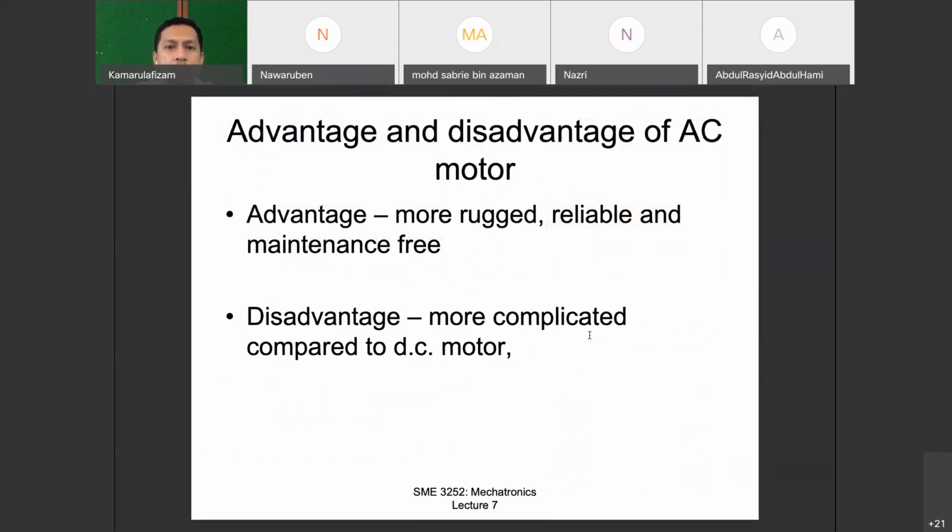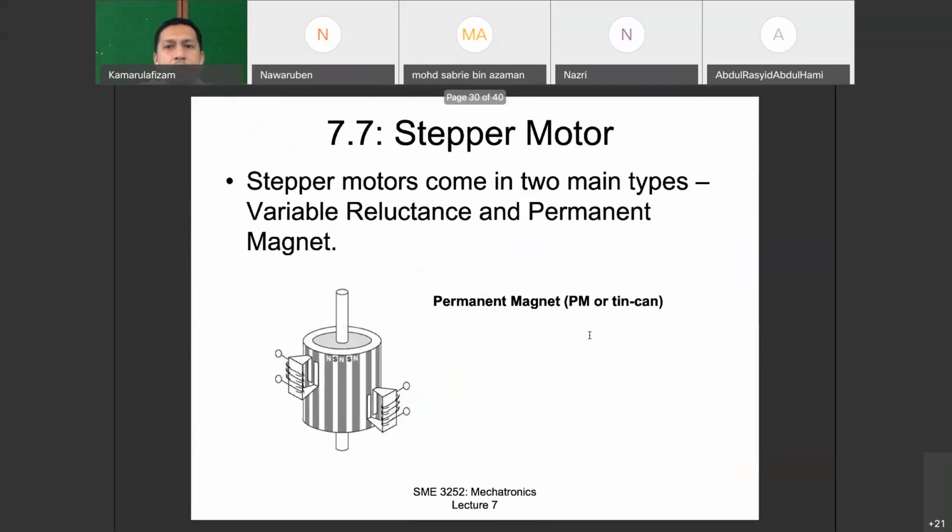AC motor complicated, berat, besar. Advantage dia lebih rugged lah compared to DC motor. The next is we have stepper motor. Stepper motor comes in two main type, variable reluctance and permanent magnet.